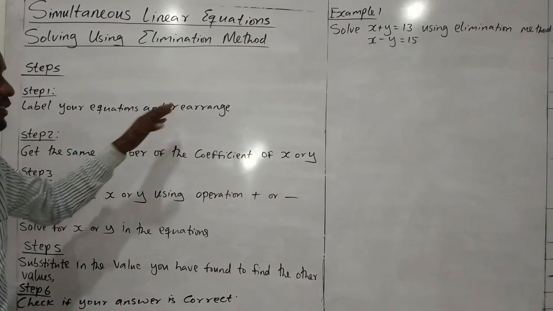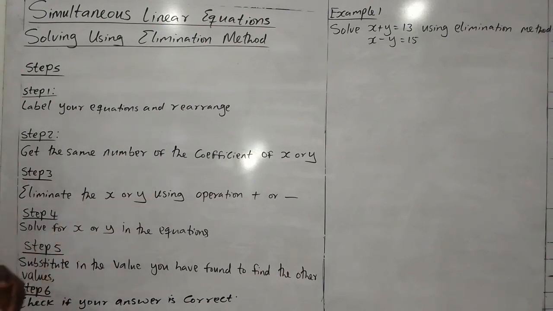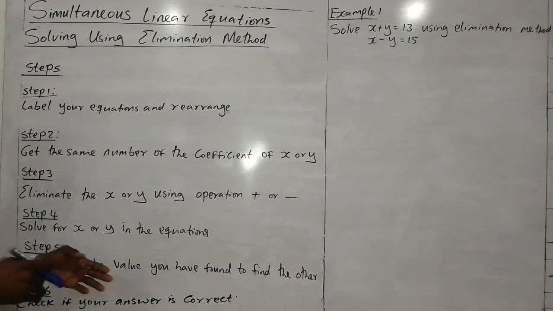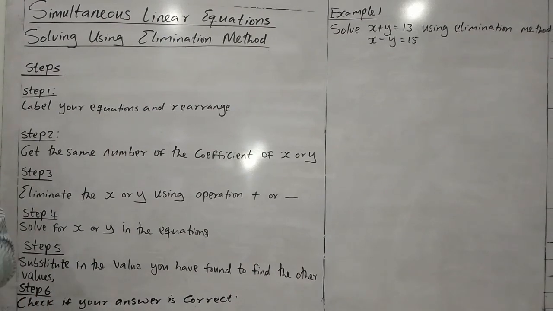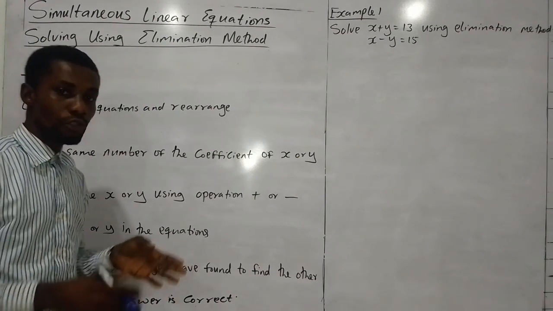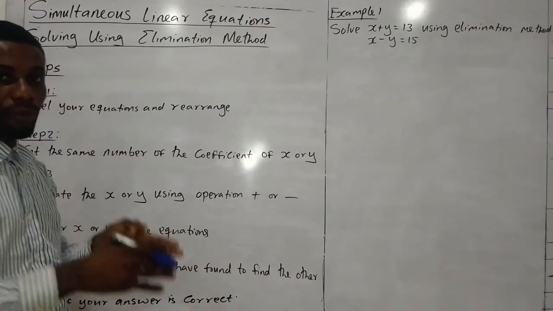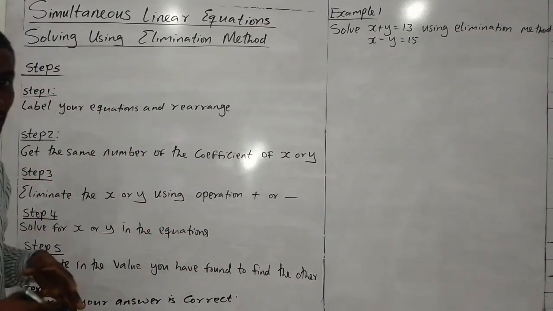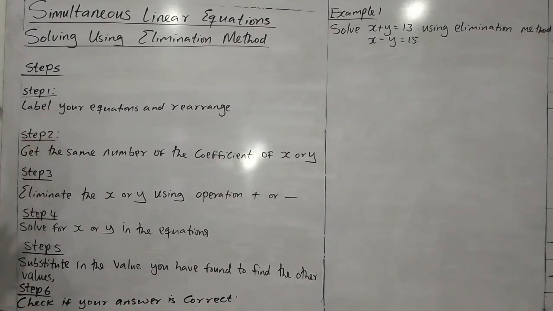The next one says rearrange. In a case whereby you have 2x plus y equals 13, and the other one says y equals 2x plus 3, what you need to do is rearrange and let x come before y, then you have your constant. Having this expression, you rearrange and you label equation 1 and 2.